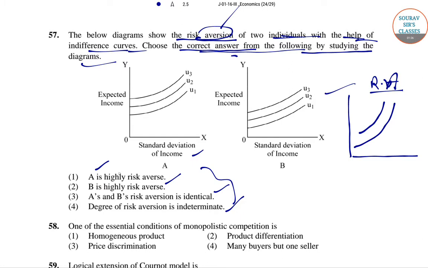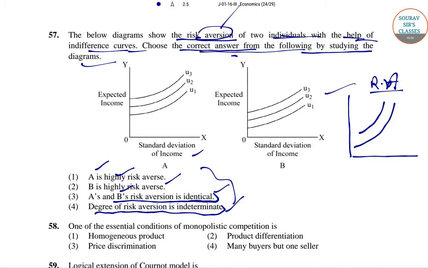Choose the correct one. A is highly risk averse, B is highly risk averse, A and B both risk aversion is identical, degree of risk aversion is indeterminate. Now we know various types of investors' indifference curves are shown in the figure we have done. At the same level of satisfaction, the risk averse investor requires more return from an extra unit of risk than the return he asked for the previous one unit increase of risk. Therefore the indifference curve is convex. So indifference curve is convex in case of a risk averse individual.